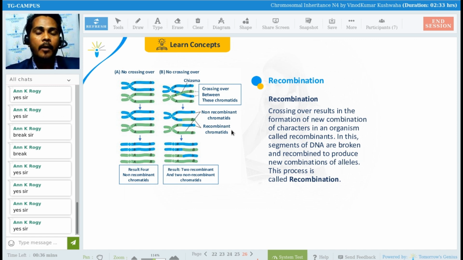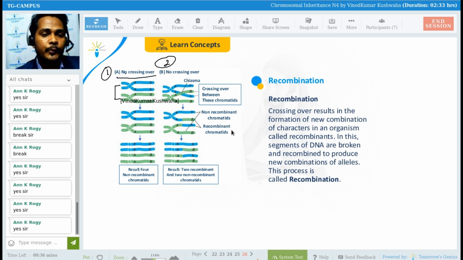Okay, now the other one is recombination. What is recombination? We just saw crossing over, because crossing over leads to recombination, as there is a new combination, right? So here you can see, if there is no crossing over, suppose this is A and this is B, between this pair of chromosomes crossing over cannot take place, so four non-recombinant chromatids are formed, right?